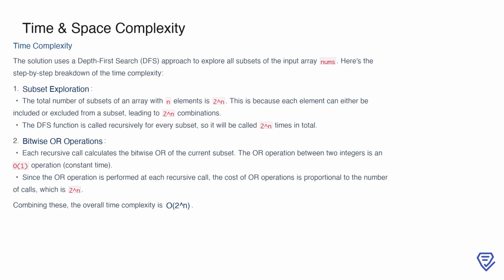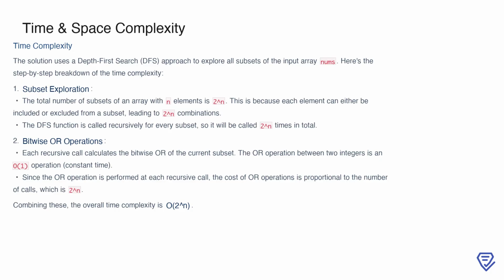To understand this, let's break it down step by step. First, the total number of subsets of an array with n elements is 2^n, because each element has two choices. It can either be included in a subset or excluded. This means there are 2^n combinations in total. The DFS function is called recursively for each of these subsets, so there are 2^n recursive calls overall.